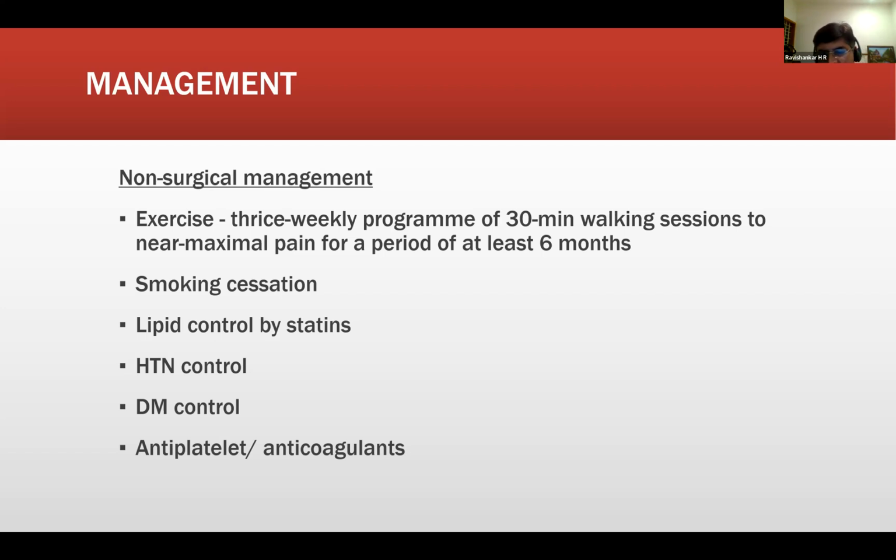So that means basically what you're trying to do is to develop collateral circulation so that they are then able to walk through the pain barrier, initially maybe 10 meters, later 20 meters. So there are enough studies to show that supervised exercise program increases the walking distances anywhere up to 50 to 70 meters, and also the percentage improvement is up to 17 to 23%, something like that. So there are good studies which show that supervised exercise programs are definitely beneficial.